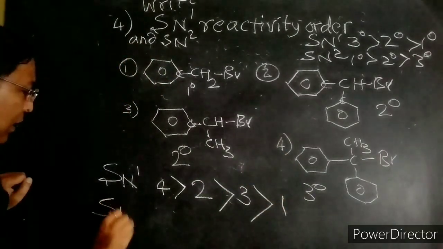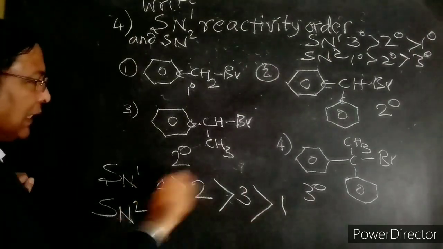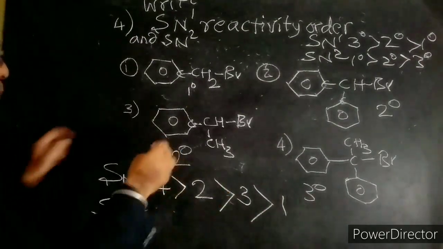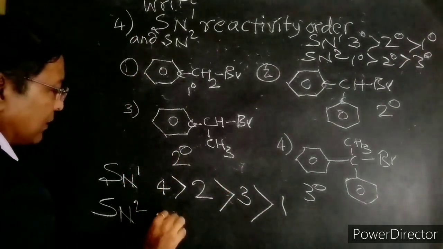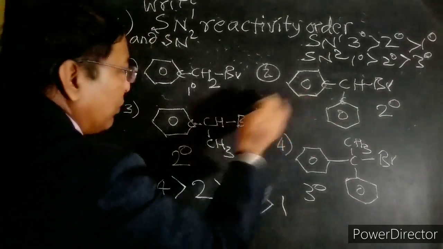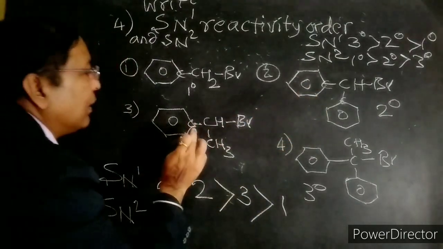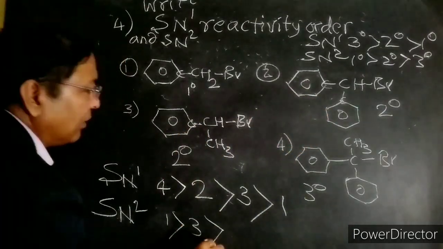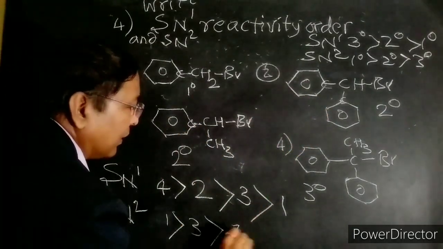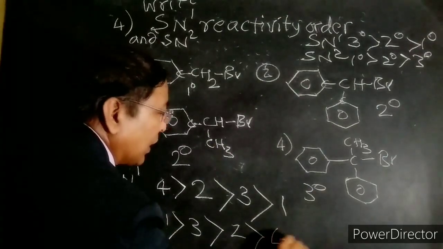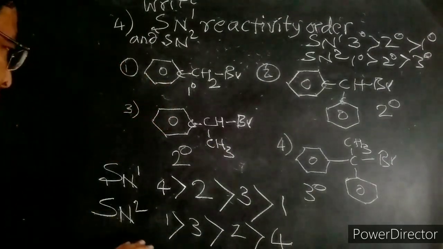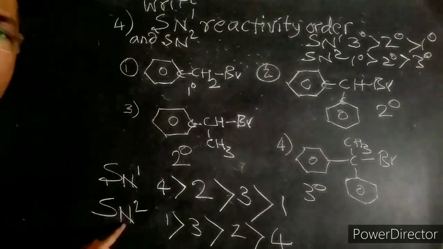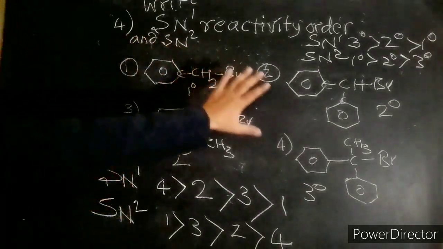And the SN2 reactivity order is exactly opposite of this. The primary, that is first, then between the secondaries, this has a smaller group than this, therefore the third comes, then comes the second, then comes the tertiary. Therefore, this is the order of SN1 and SN2 for these molecules.